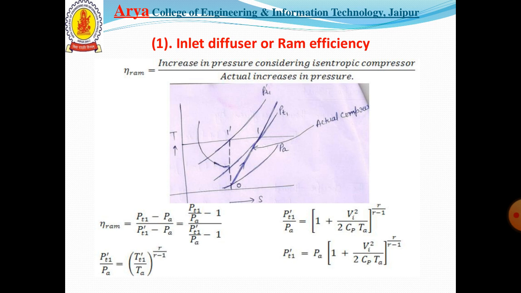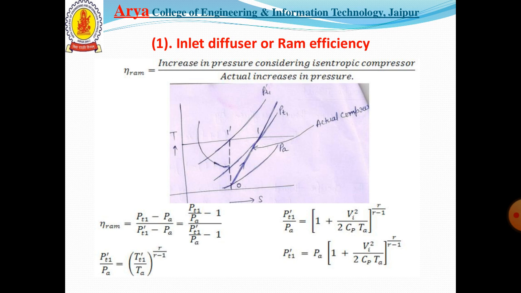This pressure rise can be considered as a compression process, essentially isentropic, but it differs from the isentropic because of the internal friction. Therefore, this is taken into account by the term ram efficiency, and the ramming also increases the pressure suddenly. This is defined as the ratio of the increase in pressure considering isentropic compression to the actual increase in the pressure. By the T-s diagram, we can see that the actual and theoretical are the two processes: 0-1' is the theoretical, and the actual is 0-1.